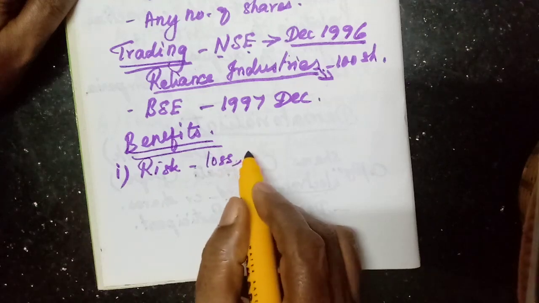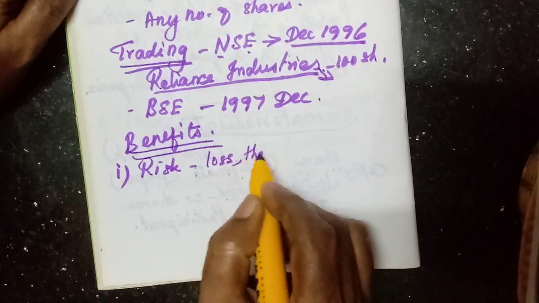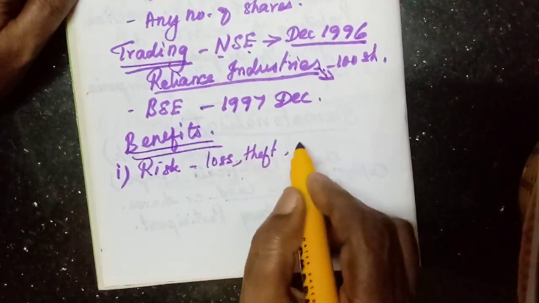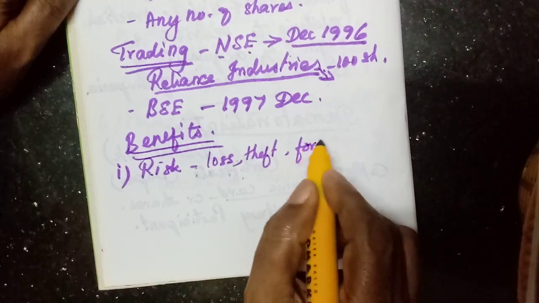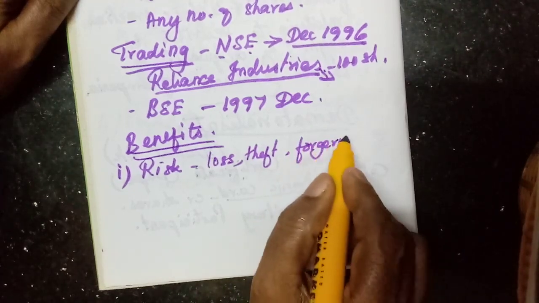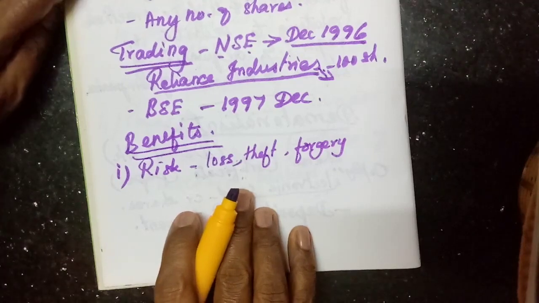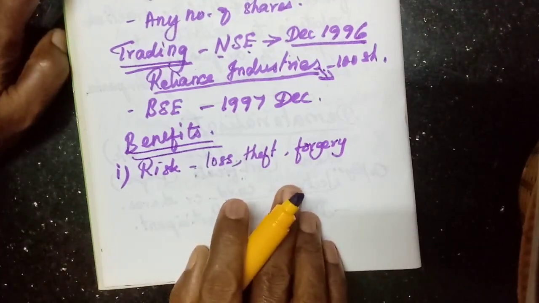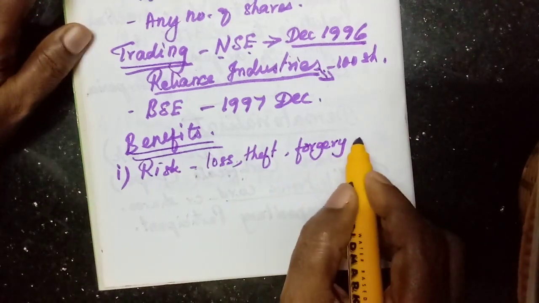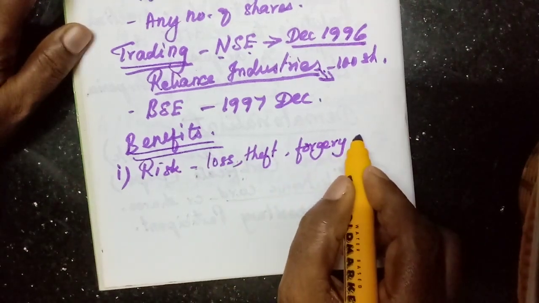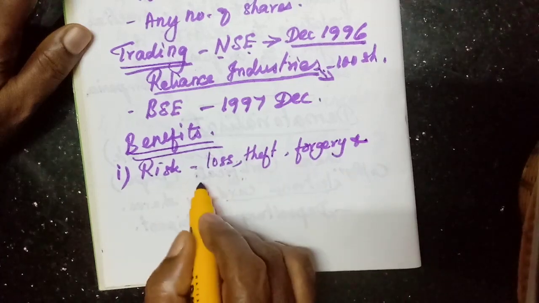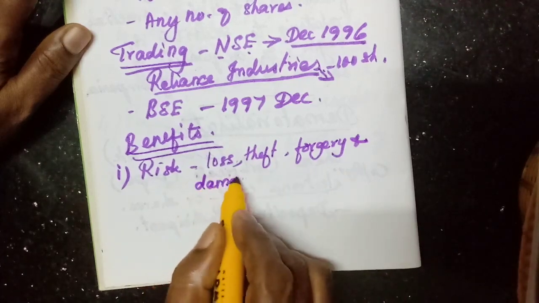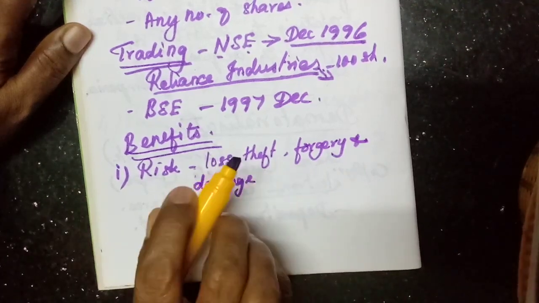Loss. Then someone may steal it, isn't it? That is called theft. Or someone can alter it, isn't it? 1,000 into 10,000 and 10,000 as 1 lakh. They can add a zero here and there. They may do forgery. Or it may be spoiled, that is called damage. All these are the risks.